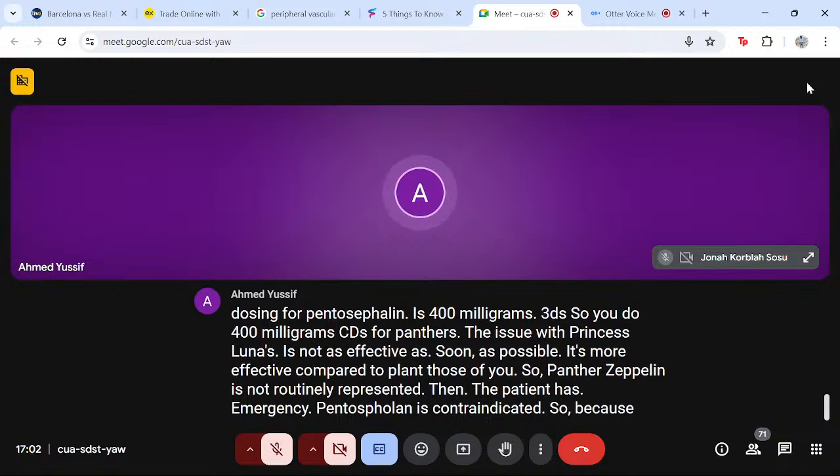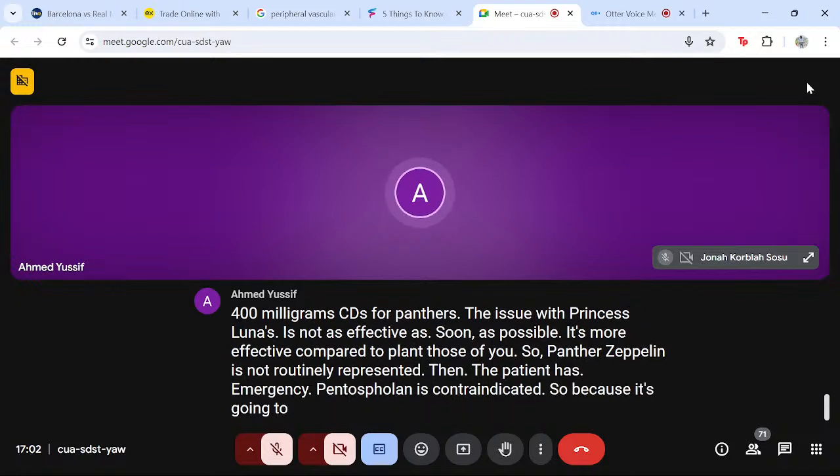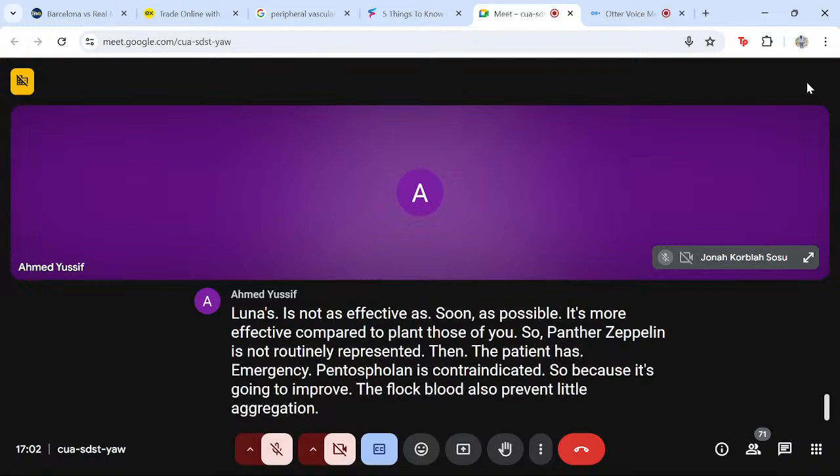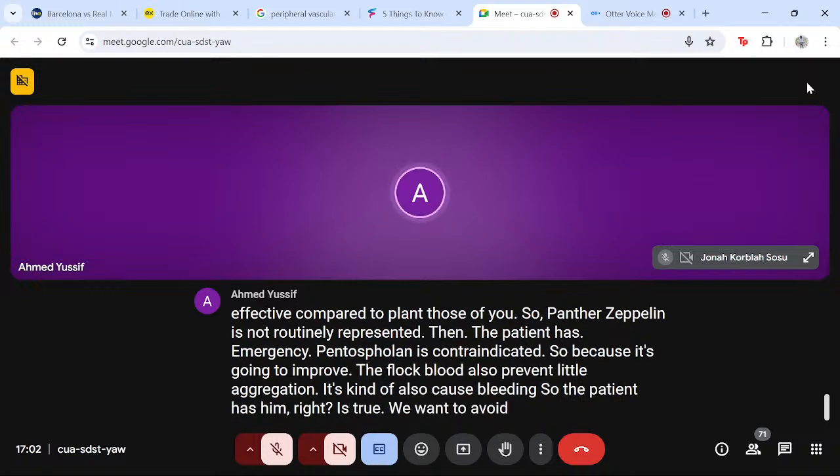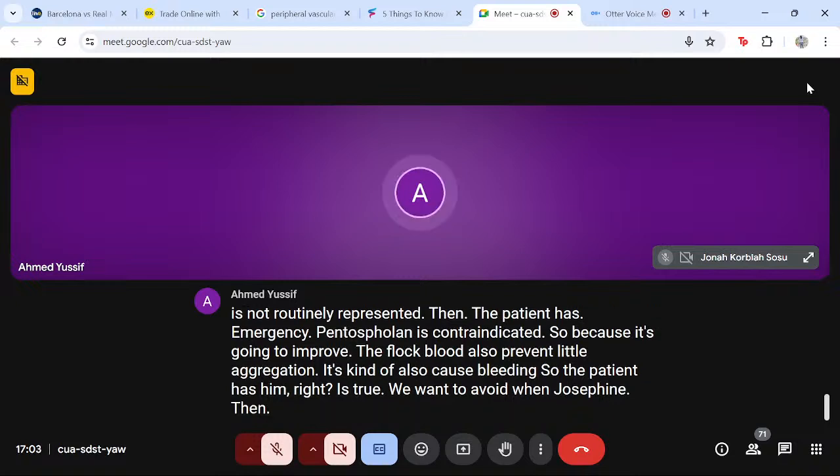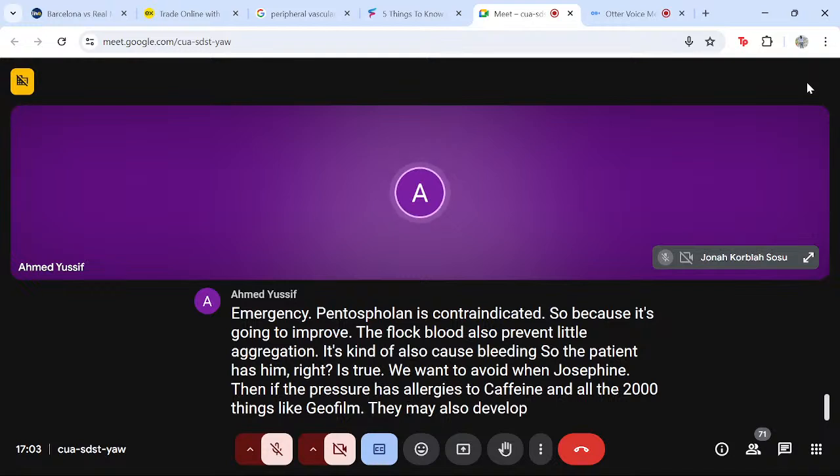Because it's going to improve the flow of blood, also prevent platelet aggregation, it can also cause bleeding. So if the patient has hemorrhagic stroke, you want to avoid pentoxifylline. Then if the patient has allergies to caffeine and all the methylxanthines like theophylline, they may also develop a cross reactivity to pentoxifylline.